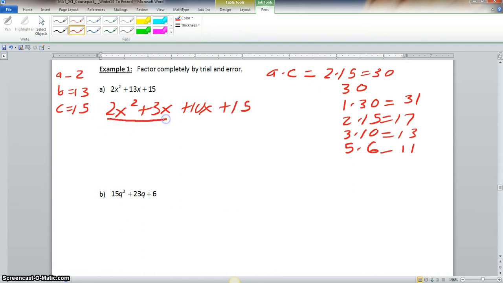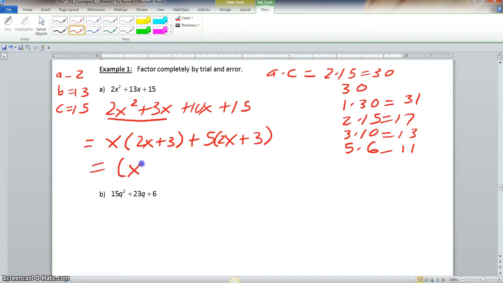Now we group the first two terms. They only have x in common, and we'll be left with 2x plus 3. The second two terms, they only have positive 5 in common, and that will leave 2x plus 3. So these two parentheses match up, so we know we factored correctly. And in one parenthesis, we'll have x plus 5. In the other parenthesis, we'll have 2x plus 3. Okay, and that is it.